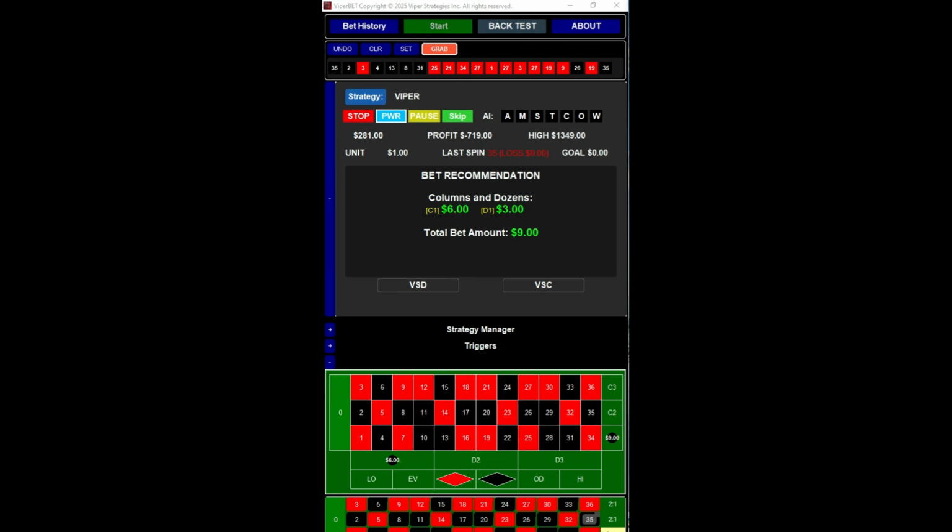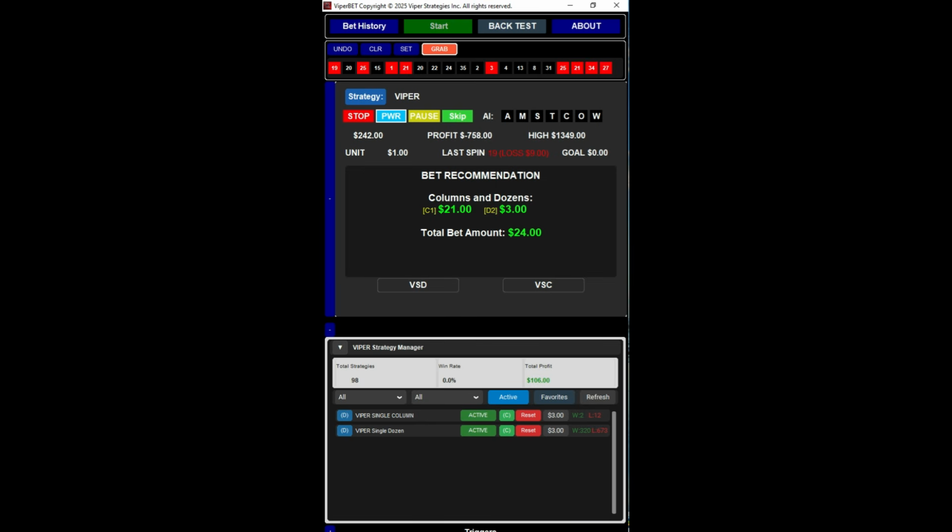All right, we are approaching 1,000 spins. We are at the lowest so far. We did peak out at $349. Let me go ahead and pause it right here and then just switch up. It looks like it's going to bust soon.